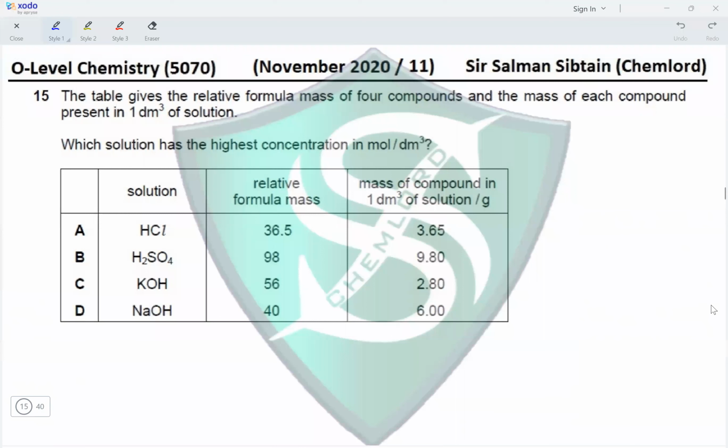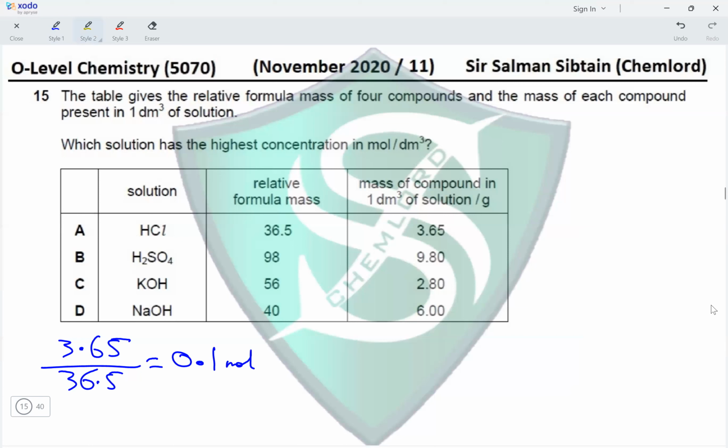Question 15. The table gives the relative formula mass of four compounds and the mass of each compound present in 1 dm³ of solution. Which solution has the highest concentration in mol per dm³? So they've made it easy for us. All we have to do is divide the mass given by the relative formula mass, and the greatest value would be the highest concentration present. So for A, we divide 3.65 by 36.5, giving us a value of 0.1 moles.